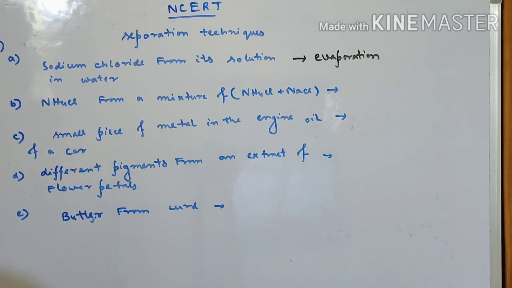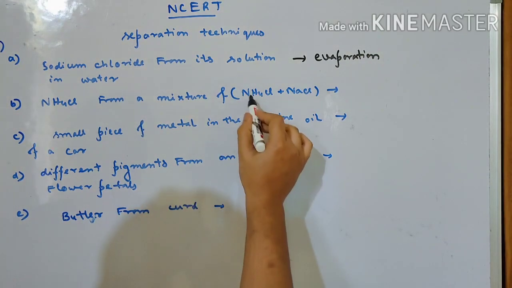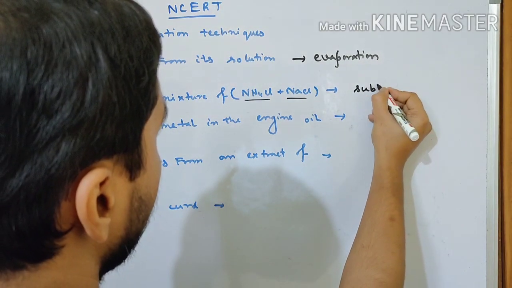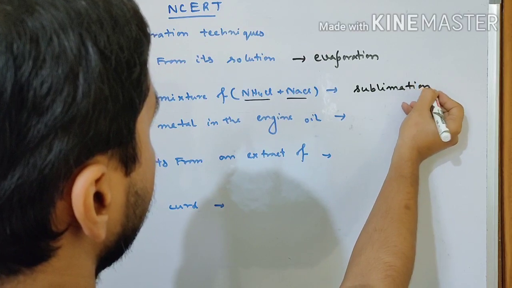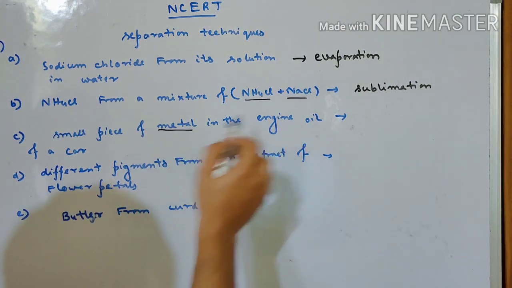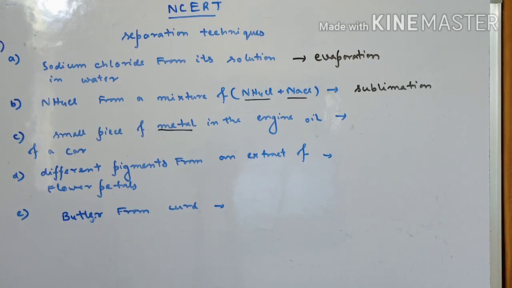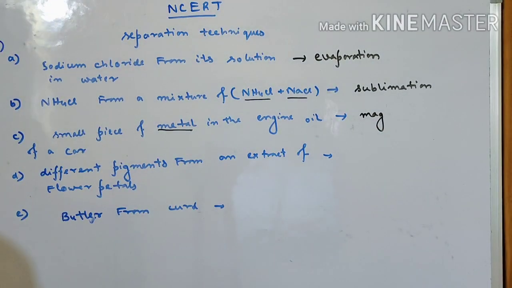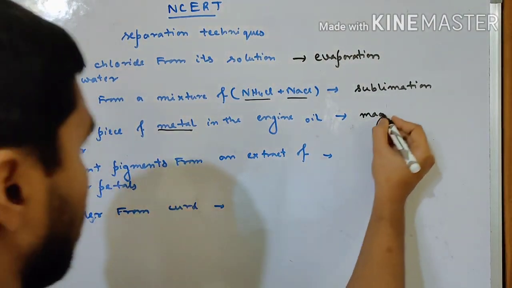So here, first we have already replied. Next one is the ammonium chloride from a mixture of ammonium chloride and NaCl. Since both are solid, so sublimation process will be best. In this case, one will be sublimed quickly, another will not be doing so quickly. Third one is small pieces of metal in the engine oil of a car. Since the metal is there, you can use the magnetic separation method.